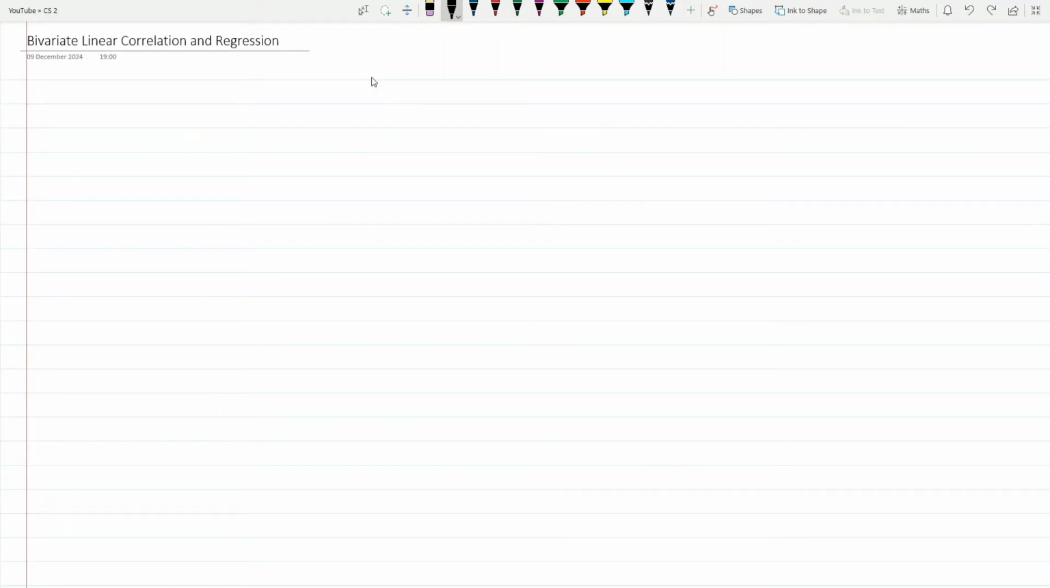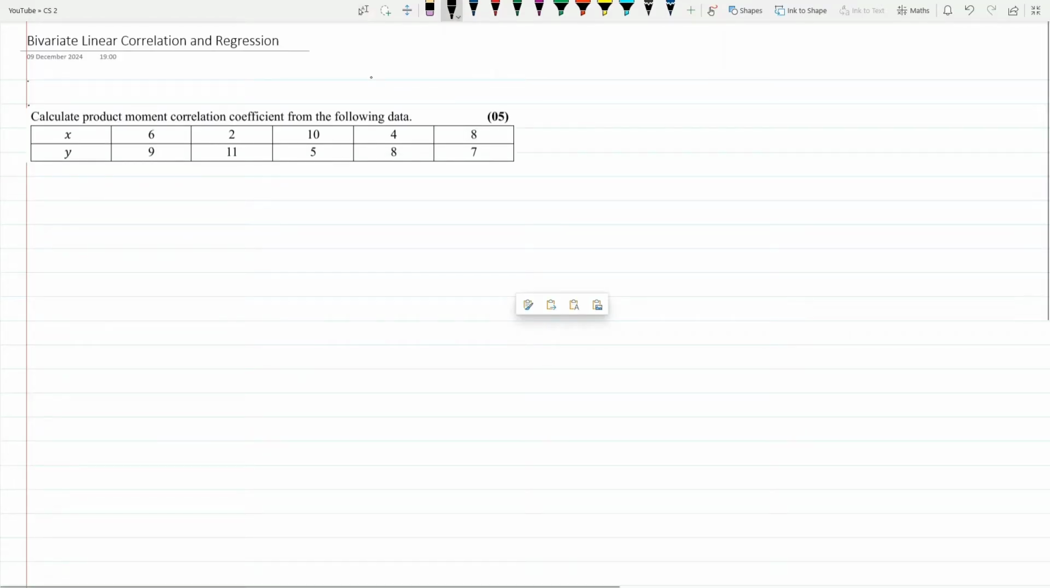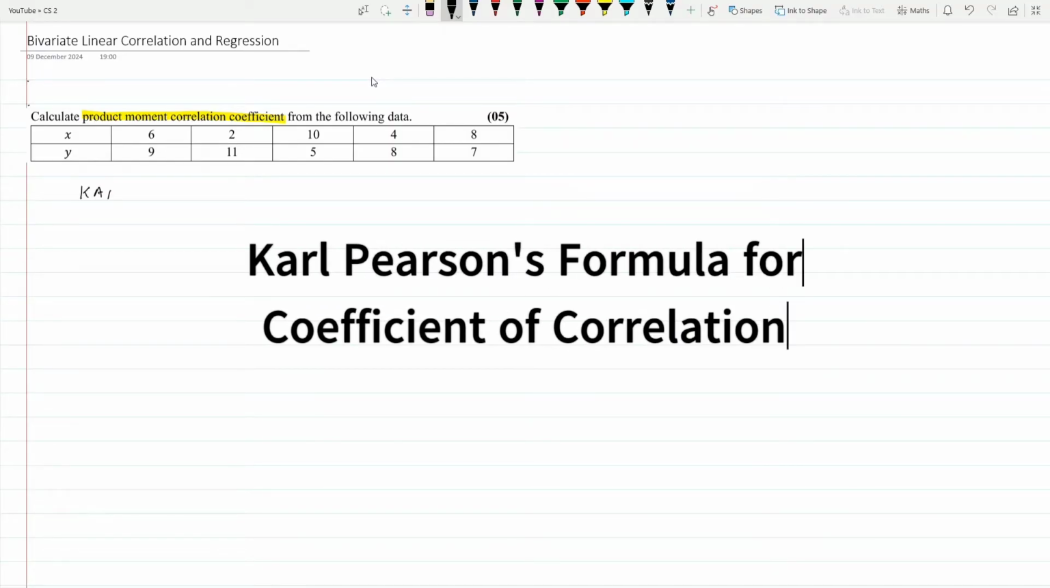In today's video we are going to see a small problem based on bivariate linear correlation. This question is from the topic of bivariate linear correlation. We are asked to calculate the product moment correlation coefficient from the following data. We have the table values wherein x is given as 6, 2, 10, 4 and 8 and y is given as 9, 11, 5, 8 and 7. So we are required to find out the product moment correlation coefficient, and for this we are going to use Karl Pearson's formula.